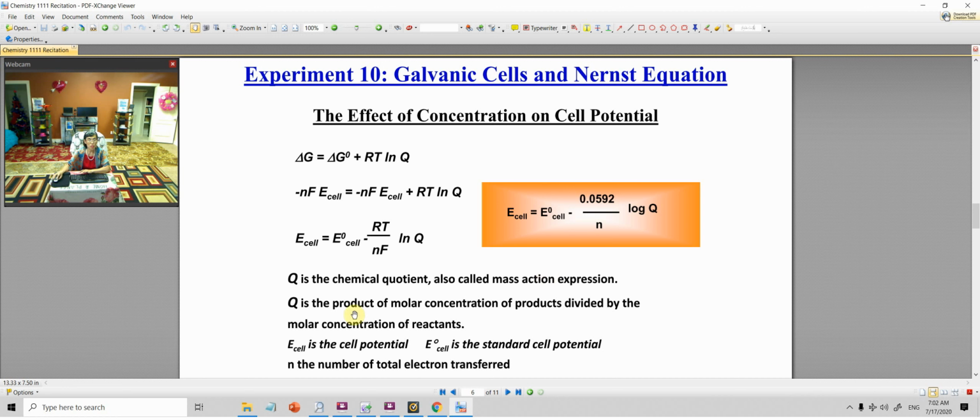And then this Q is the product of the molar concentrations of your products divided by the product of the molar concentrations of your reactants. So I simplified it into cell potential equals E naught cell potential minus 0.592 divided by n times log Q. If it's at equilibrium, this cell potential will be 0. So this n represents the total number of electrons transferred. Q again is called the chemical quotient. E cell is the cell potential which you measured. E naught is the standard cell potential which you can calculate.